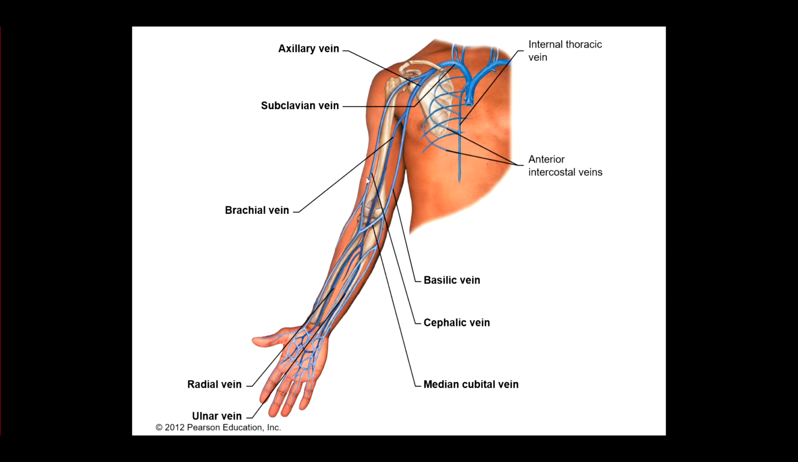Actually, let's go over this real quick. So here you could see digital veins over here. Digital veins became the palmar arch veins. The palmar arch veins become either the radial vein or the ulnar vein right here. That becomes right here the brachial vein. Then the brachial vein becomes the axillary vein, and then the axillary vein becomes the subclavian vein up over here. And then the subclavian vein becomes the brachiocephalic vein.